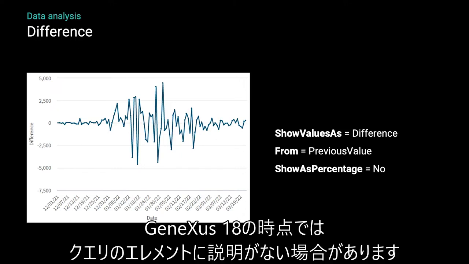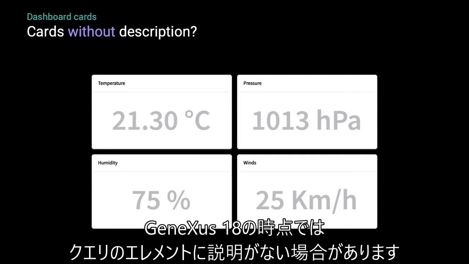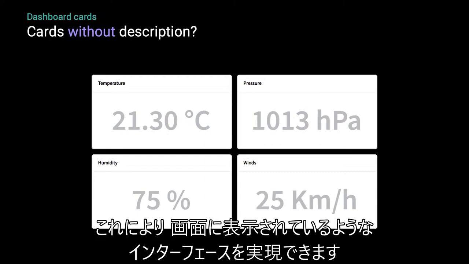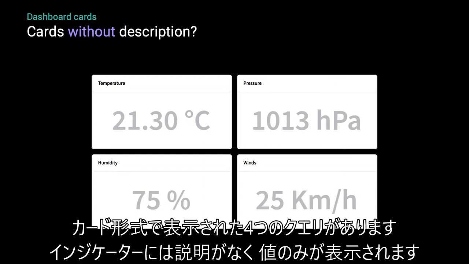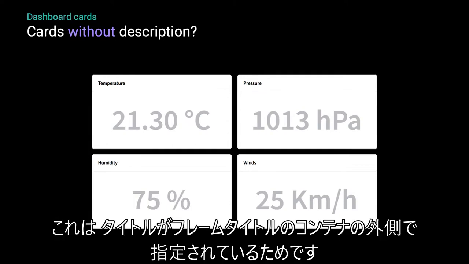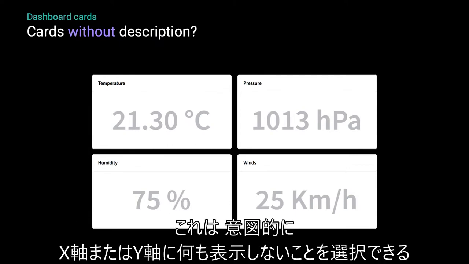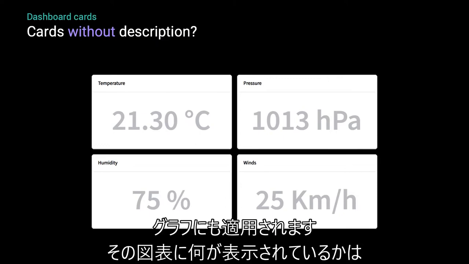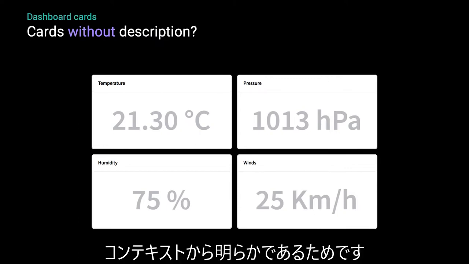After GeneXus 18, the different elements in the query may not have a description. So you can get an interface like the one you see here on the screen where you have 4 different queries shown as cards where the indicators don't have a description but they only show a value because the title is already telling you outside what it is. And this also applies to graphs. So for some reason you may just choose not to show anything on the x-axis or the y-axis because what you're showing in that graph is clear because of context.